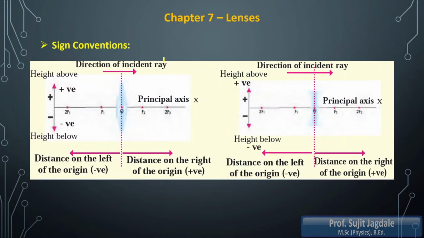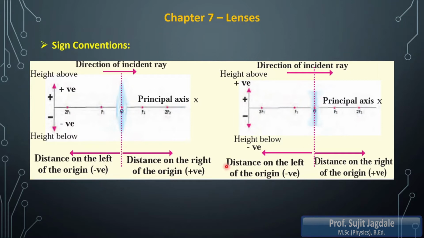So we are going to understand it with the help of a diagram. Here I have shown both the lenses, convex as well as concave. Clearly, in the first diagram you can see that the convex lens is shown, and in the second diagram I have shown the concave lens.